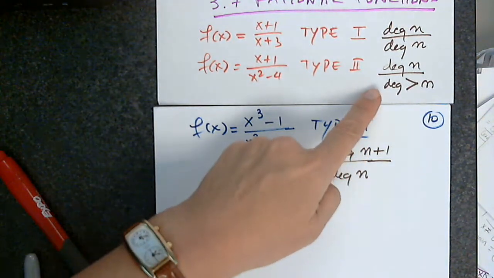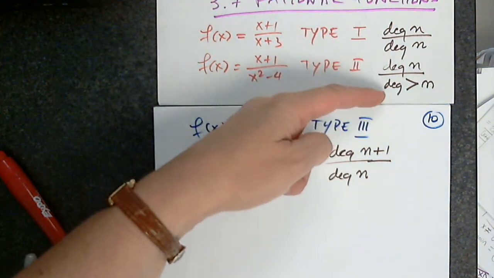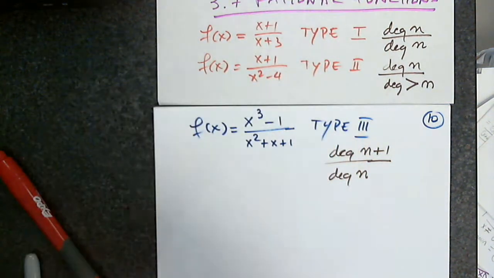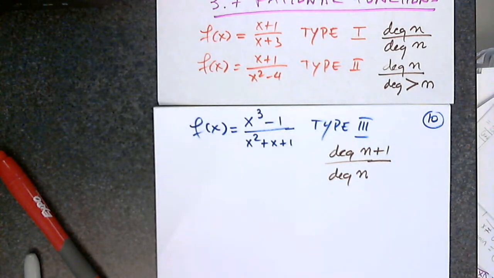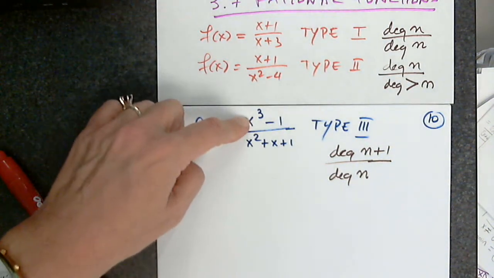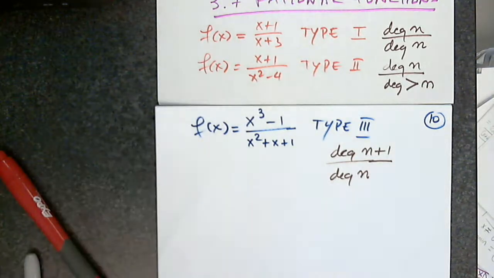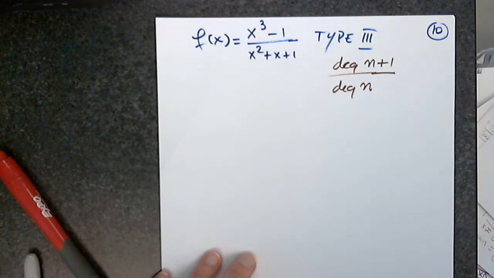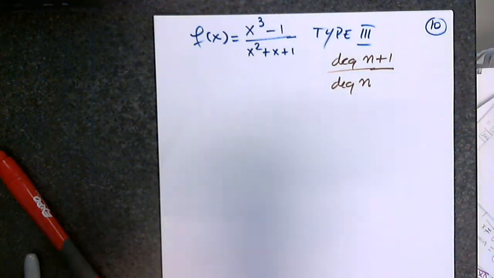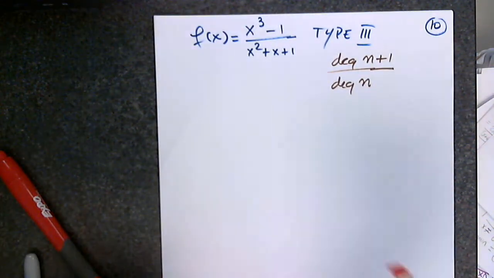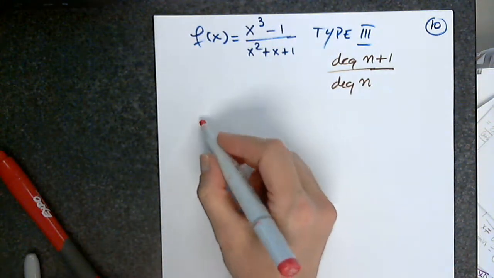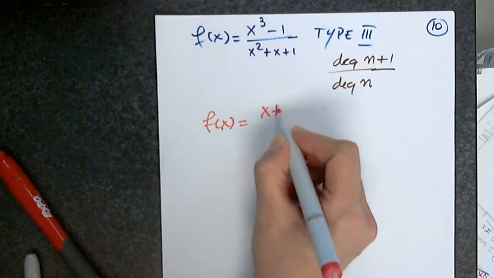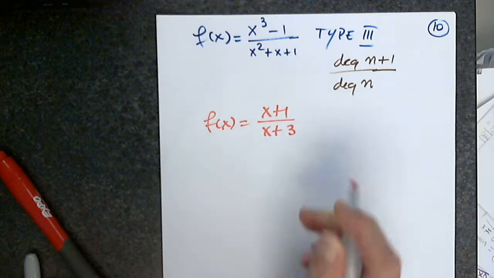Here it doesn't matter. This can be 1 and this can be 10. So the difference doesn't matter. But here it's very important. The top has a degree exactly 1 more than the bottom. Okay? So let's start with the first one. So we chose x plus 1 over x plus 3. Perfect example. So f of x, x plus 1 over x plus 3.